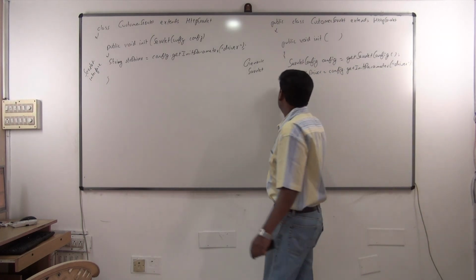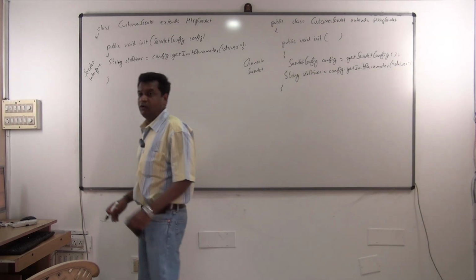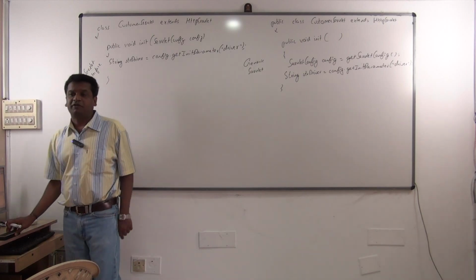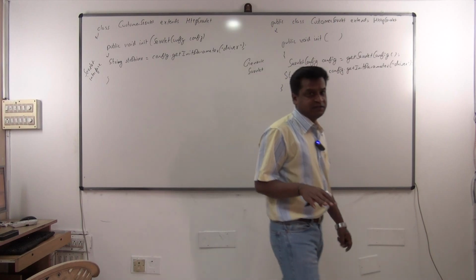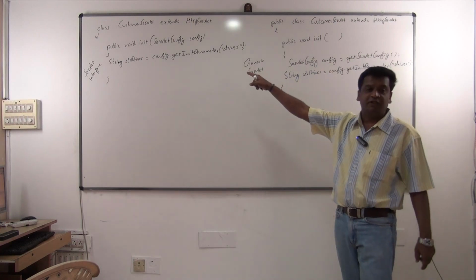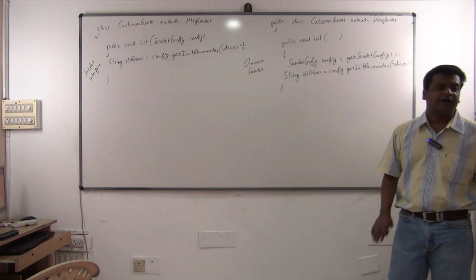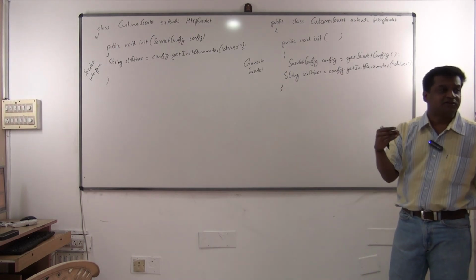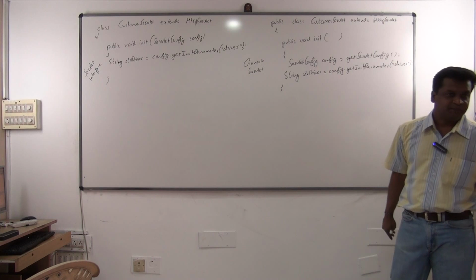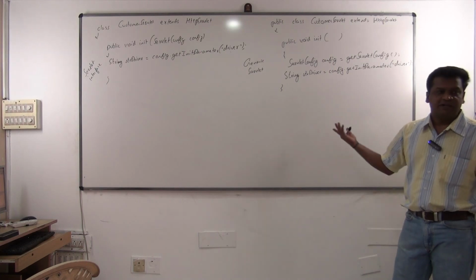Only the question is about the access you get to the config object. You can get the reference to the config object in two ways. One is implicit, one is explicit. If you override this init method, the reference to the config object is supplied to you implicitly. If you override this other init method, you have to get the reference explicitly. Clear? That's all the difference.